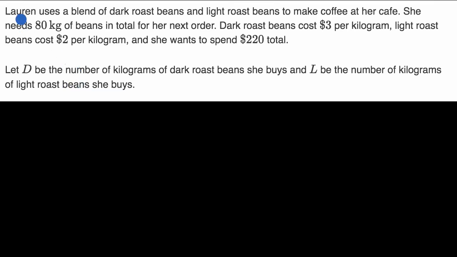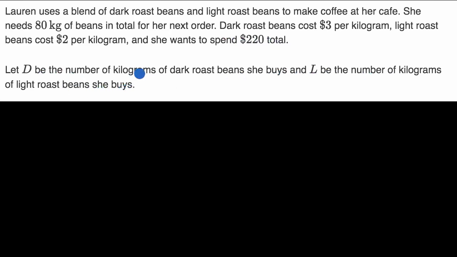So here we're told, Lauren uses a blend of dark roast beans and light roast beans to make coffee at her cafe. She needs 80 kilograms of beans in total for her next order. Dark roast beans cost $3 per kilogram. Light roast beans cost $2 per kilogram. And she wants to spend $220 total. Let D be the number of kilograms of dark roast beans she buys, and L be the number of kilograms of light roast beans she buys.